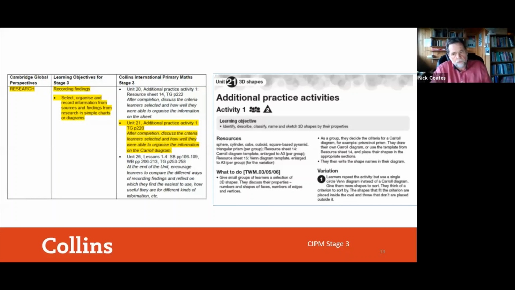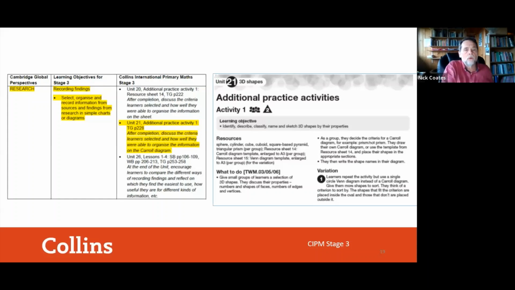And these very often can be related naturally to the global perspective skills. So in this particular one, if you can see the what to do section, small groups of learners are given a selection of 3-dimensional shapes, and they discuss and decide how to categorize these shapes. And when they've done that as a group, they draw a Carroll diagram. Our italic note tells us, after completion, discuss the criteria learners selected and how well they were able to organize the information on the Carroll diagram.